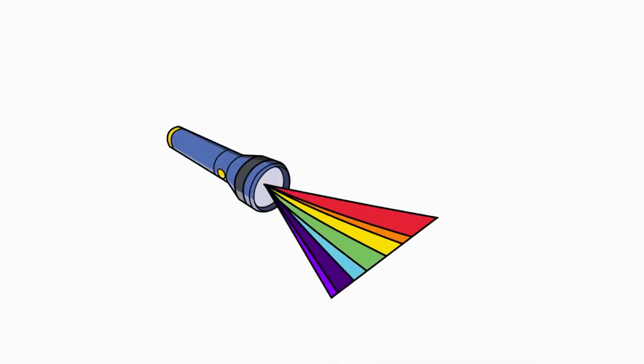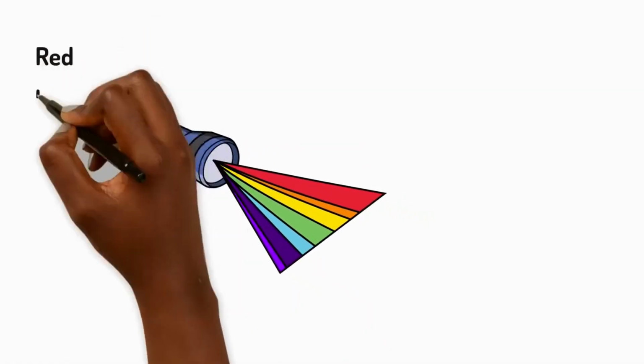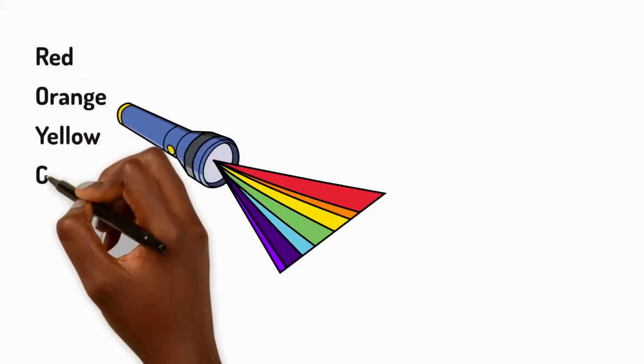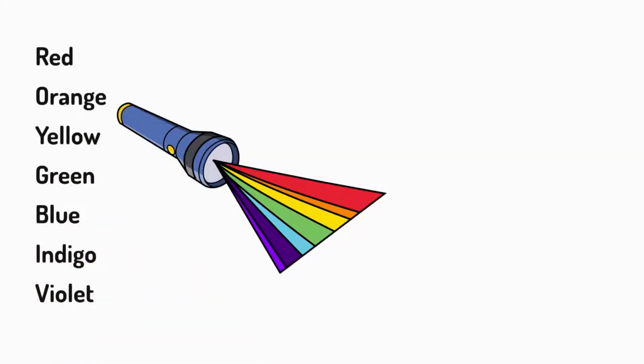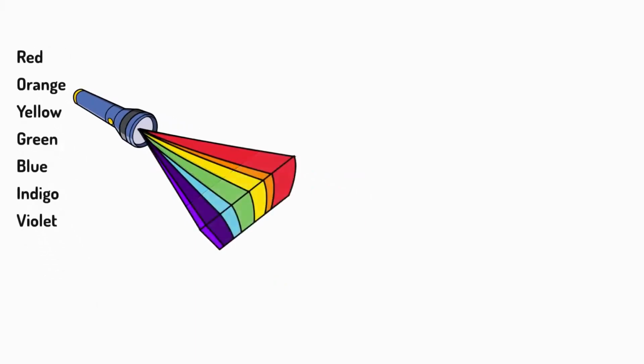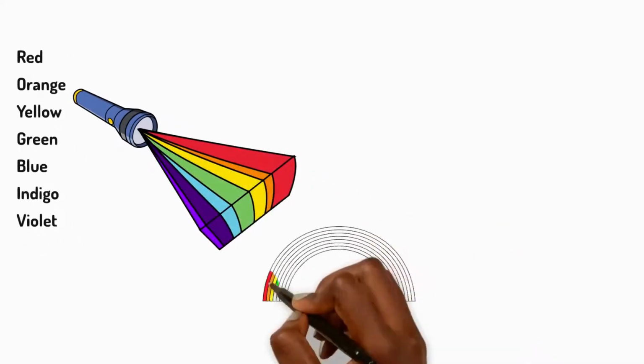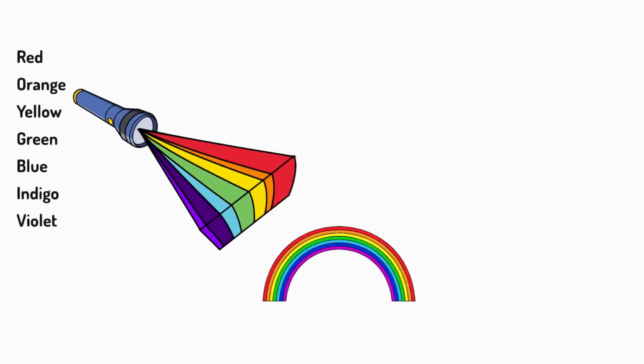Now, white light is not just one colour. It's a combination of many colours. The colours of the rainbow: red, orange, yellow, green, blue, indigo and violet. Each colour in white light bends by a different amount when it enters a new material. This explains why rainbows form.